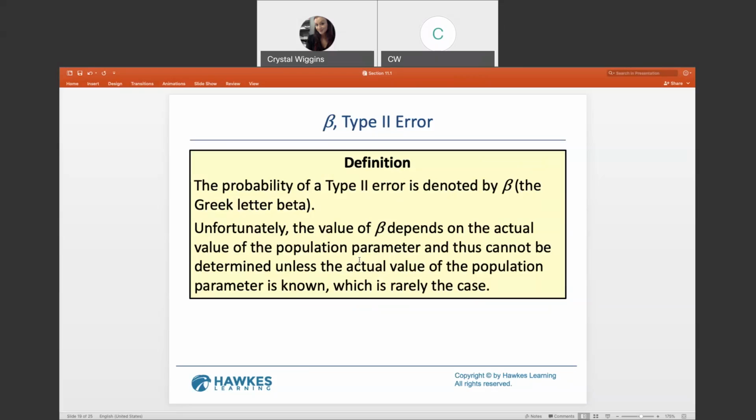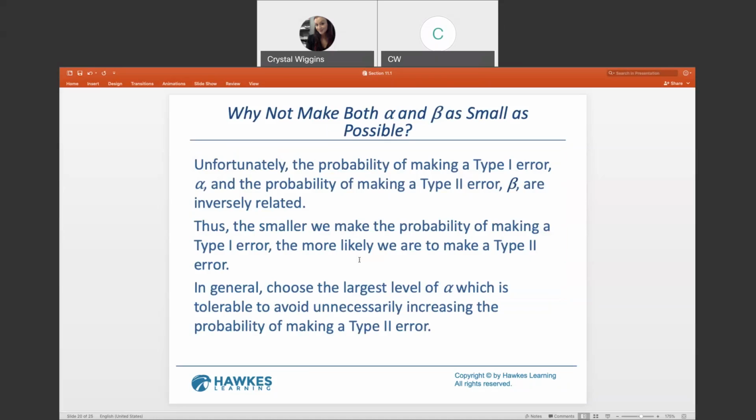Unfortunately, the value of beta depends on the actual value of the population parameter and thus cannot be determined unless the actual value is known, which is very rare. Okay, why not make both alpha and beta as small as possible? I mean, think about it. We're talking about error margins here. We want them to be small.